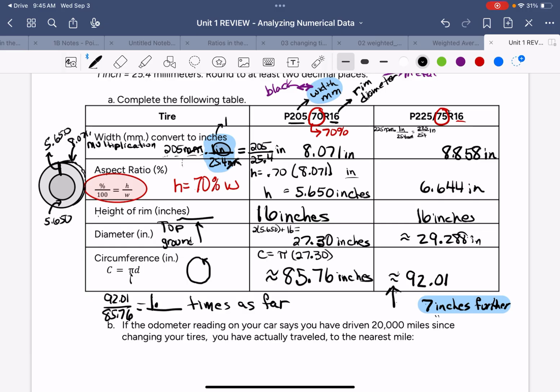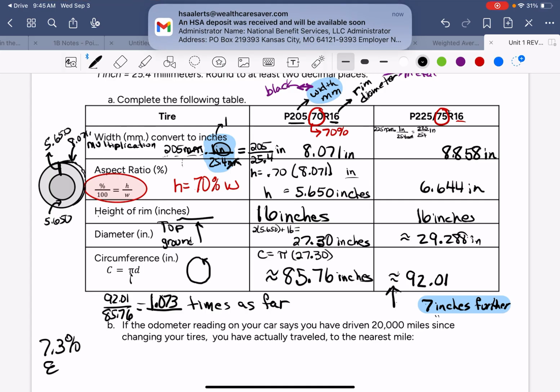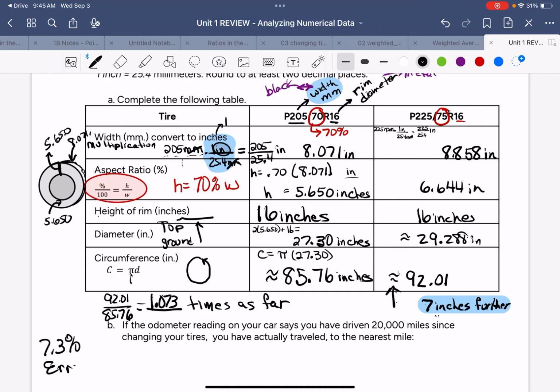So it's 1.073 times as far. Thinking about percentages, the 1, if we multiplied by 1, it would stay exactly the same. If we put on the same tires, it would be just a 1. So this is the increase. And we think about percent as 1, 2 spaces. So in other words, it has a 7.3% error.